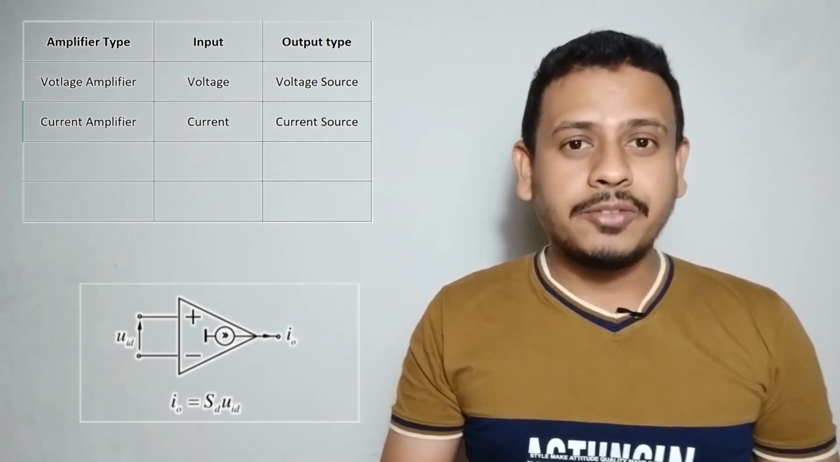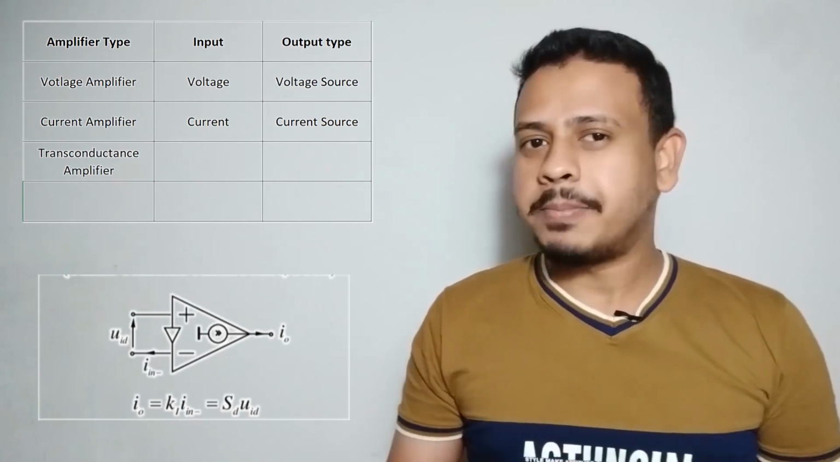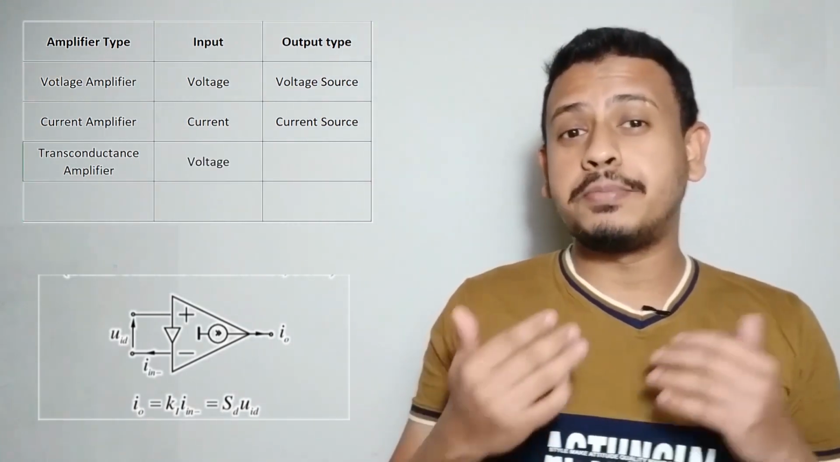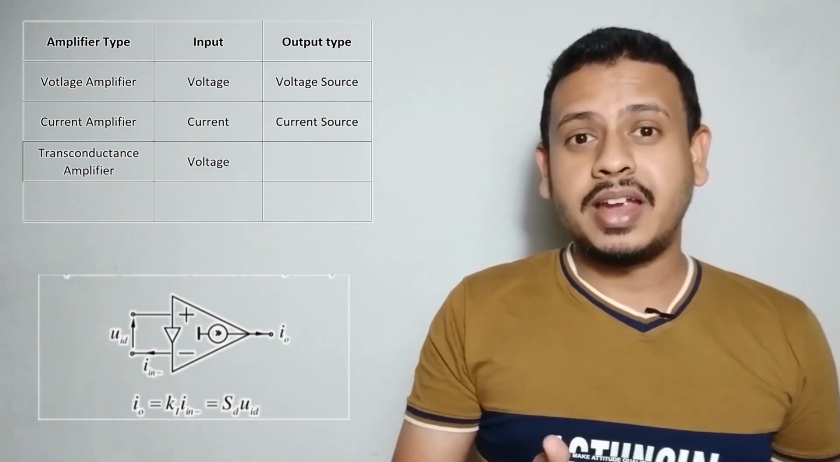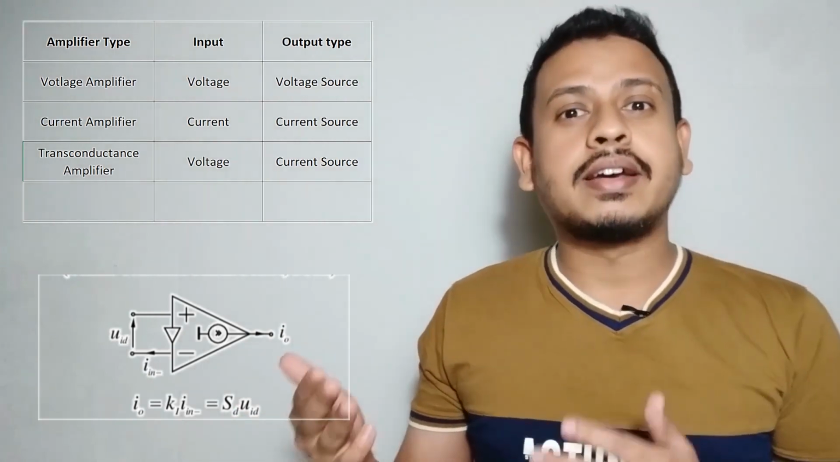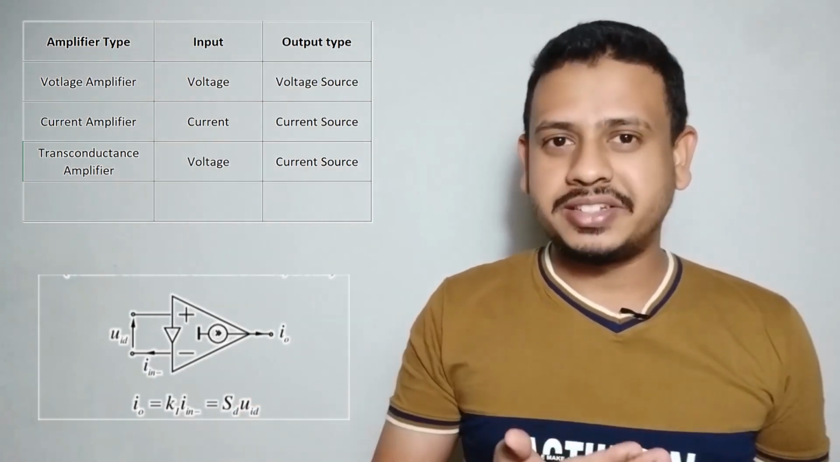And the third type of amplifier is called transconductance amplifier, where this amplifier senses the voltage at the input pins of the amplifier and generates an output current. The output of this amplifier would be a current source and the input will be a voltage sensing.